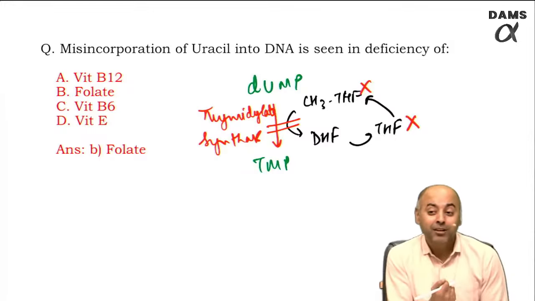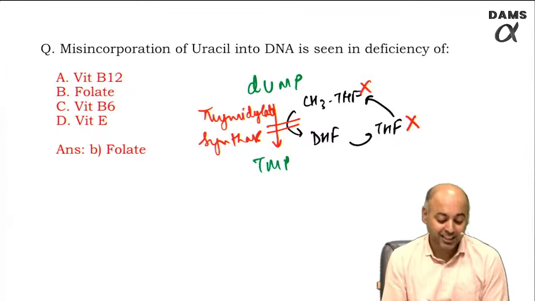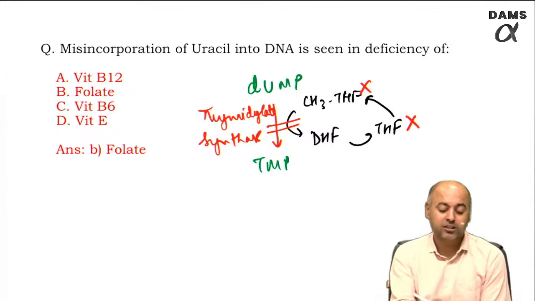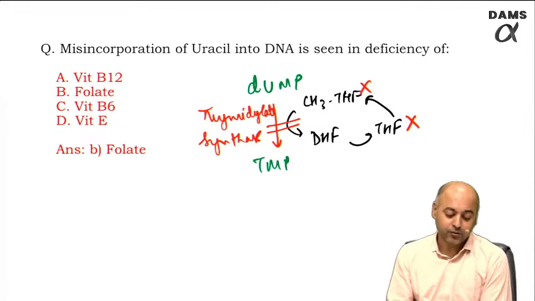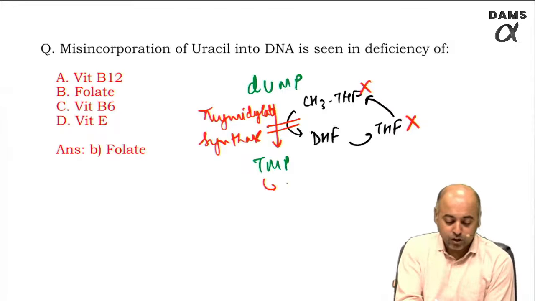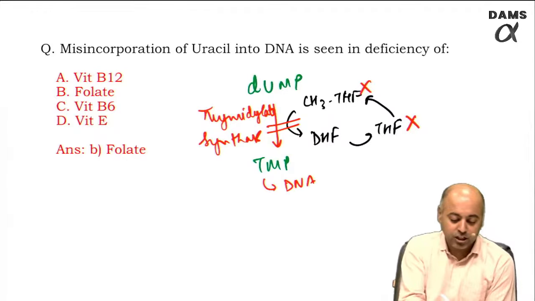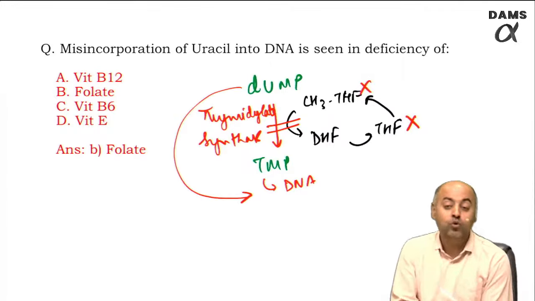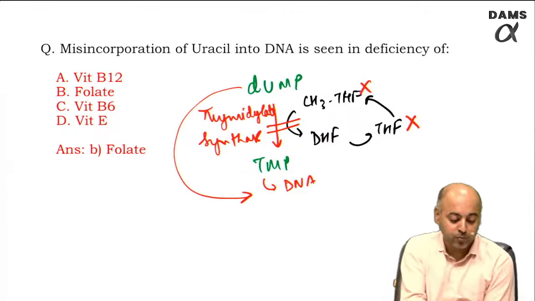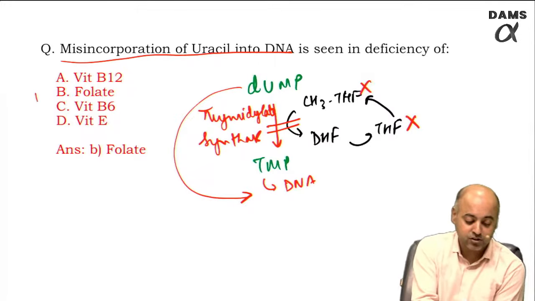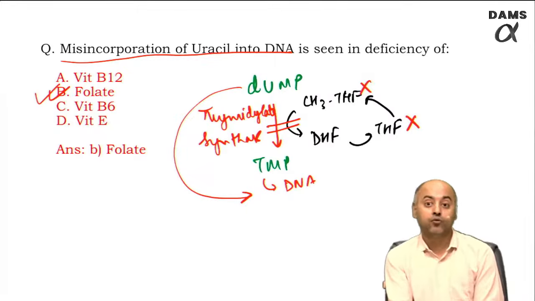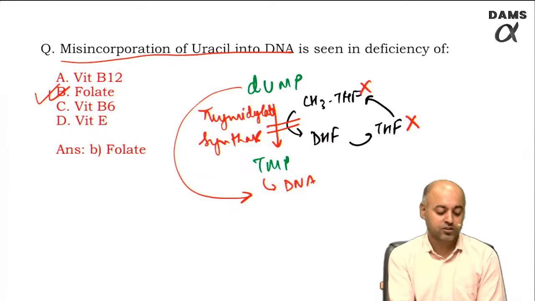So now the thymine cannot be formed. The thymine cannot be formed because the tetrahydrofolate is not there. And therefore, wherever the thymine was going to get incorporated, instead of thymine, the uracil will start getting incorporated. So misincorporation of uracil into DNA will be seen in deficiency of the folate. It will be seen in deficiency of folate.